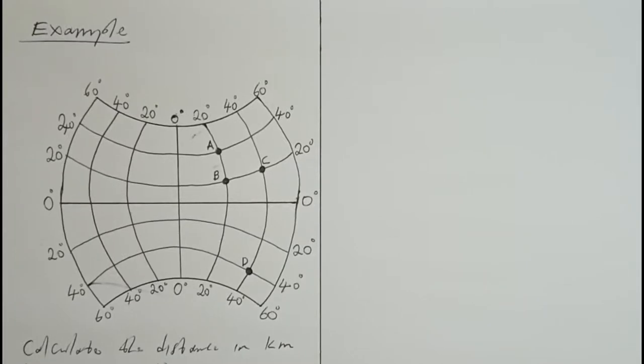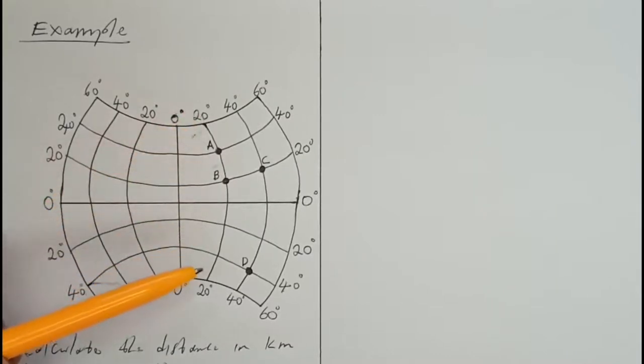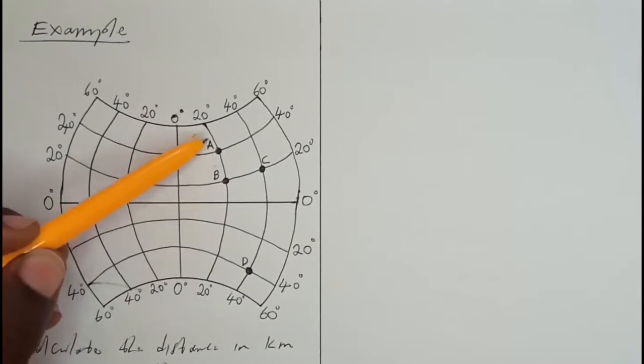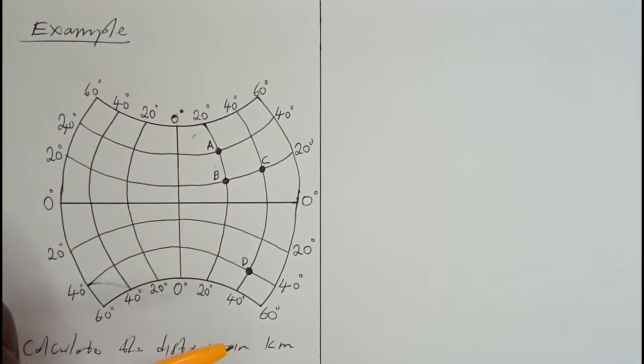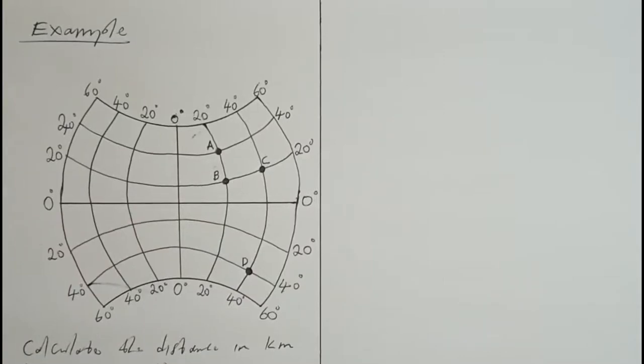The first thing that we have to do is to identify where these two are found. In this case, you notice that the two are found on the same longitude, which is 20 degrees east. So in short, we are dealing with finding the distance between two places found on the same longitude. Now, how do we calculate the distance between two places found on the same longitude? Let us start.